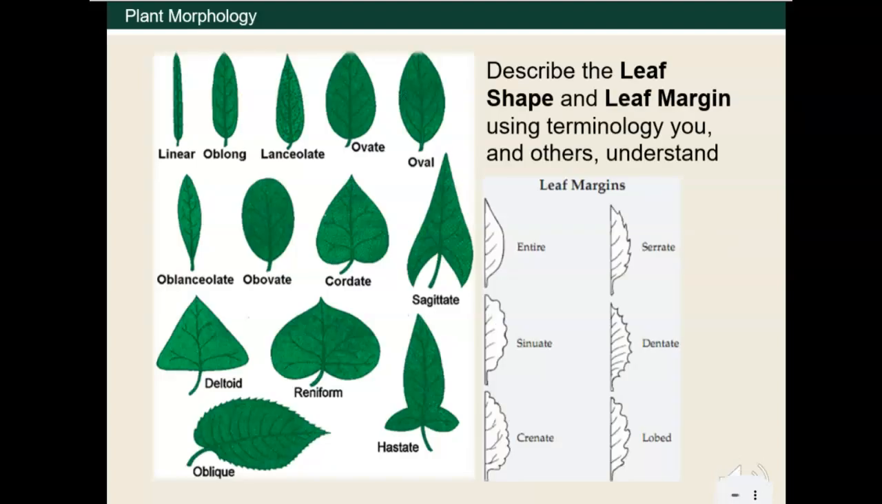While we're certainly not all good artists, record in words and do your best to draw the leaf shape and the leaf margin. For example, a Spanish speaker will recognize that cordata is a Latin word meaning heart-shaped. It applies to cordate or heart-shaped leaves.